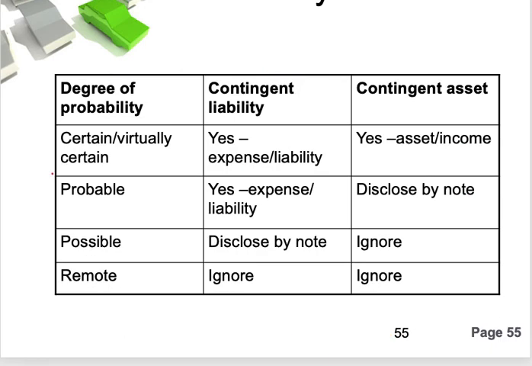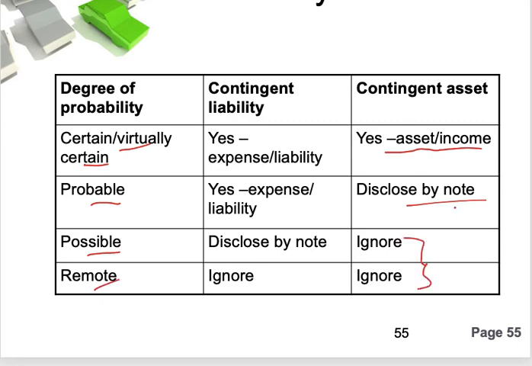Okay. For an asset, if it is virtually certain, then you will recognize it as an asset and income. Okay, that means you will get the money. How much? It's 10,000 for example. So debit bank, credit revenue. So that's why asset and income increase. If it is probable, you only disclose in the notes. If it is possible and remote for an asset, it will be ignored.